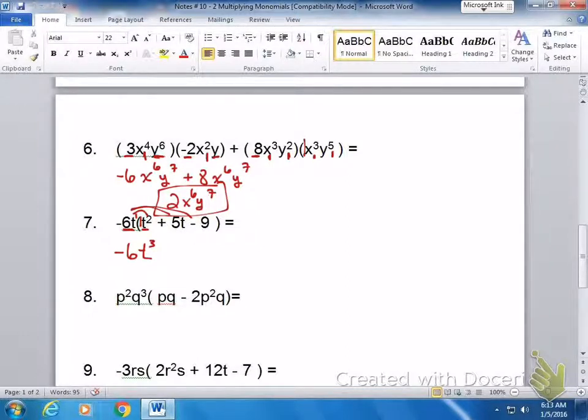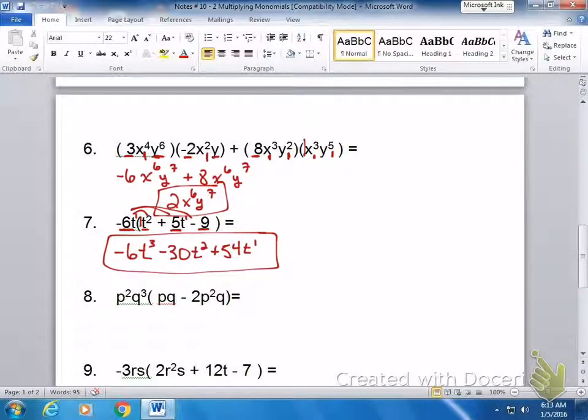Now I have negative 6 times t times 5t. Negative 6 times 5 is negative 30. T to the 1st times t to the 1st is t squared. Now the last one, I have negative 6 times negative 9, which gives me positive 54. And there's only t to the 1st, so t to the 1st. All right.